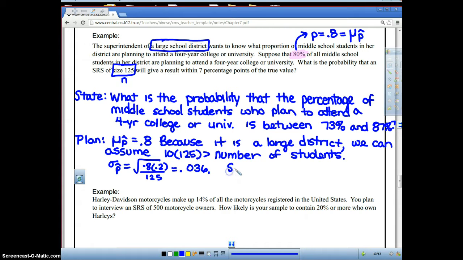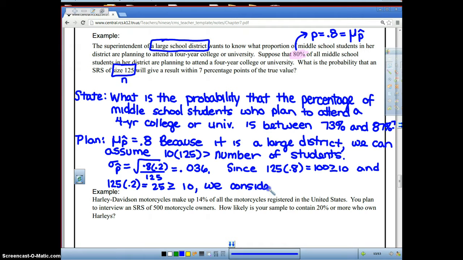Okay, then I need to check my normal condition. I need to say that since 125 times 0.8 is equal to 100, which is greater than or equal to 10, and that 125 times 0.2 is equal to 25, which is greater than or equal to 10, we consider the distribution of p hat to be approximately normal.